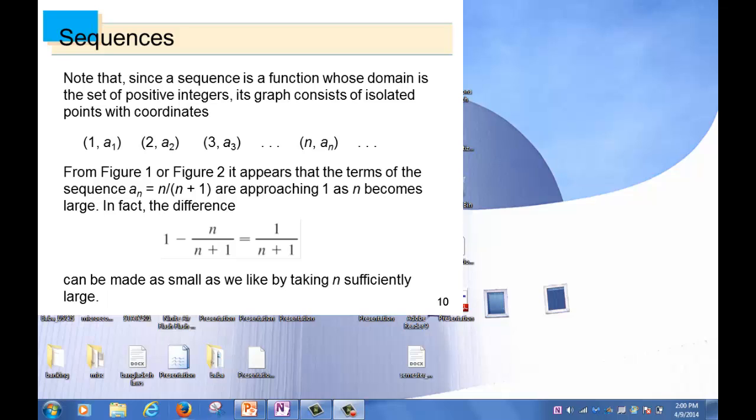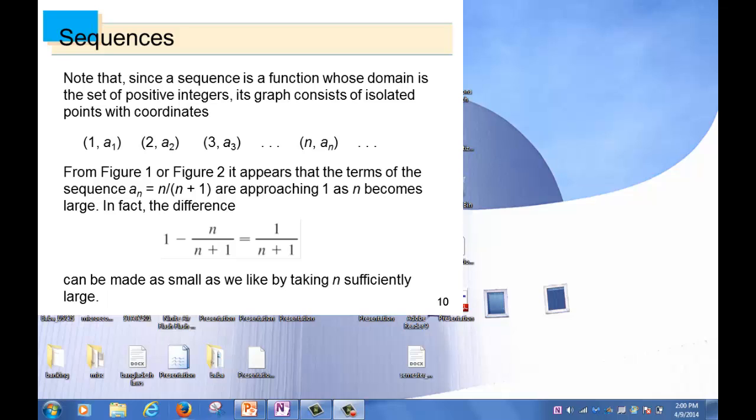Well, notice that if I look at the difference, so what is n over n plus 1? That's the nth term of the sequence, right? So let's subtract the nth term from 1. What do I get? If I subtract the nth term of the sequence from 1, I am getting 1 over n plus 1.